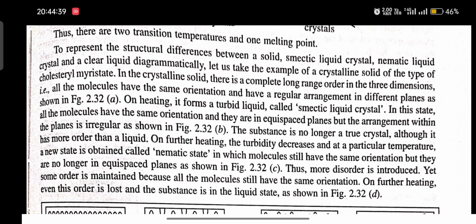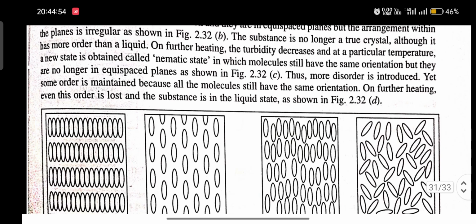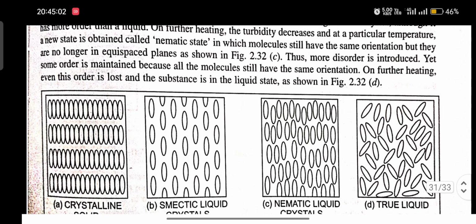On further heating, the turbidity decreases and at a particular temperature a state is obtained called the nematic state, in which molecules still have the same orientation but they are no longer in equispaced planes. Thus, more disorder is introduced, yet some order is maintained because all the molecules still have the same orientation. On further heating, even this order is lost and the substance is in the liquid state.